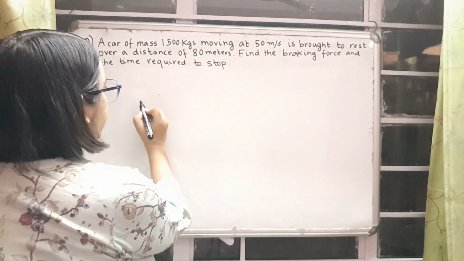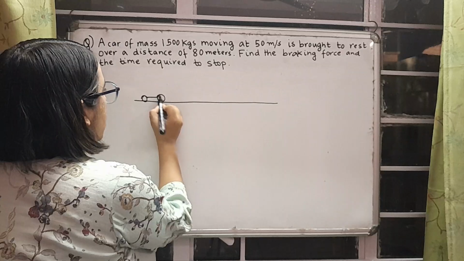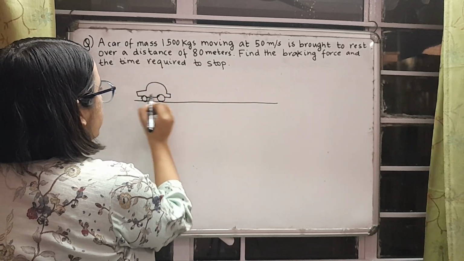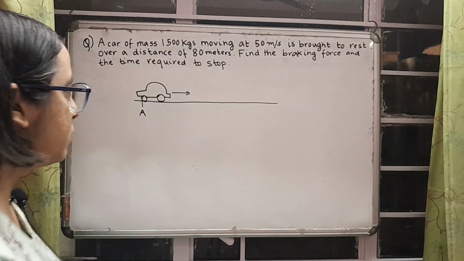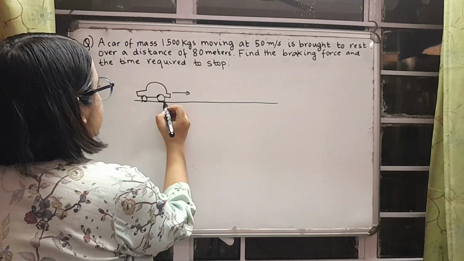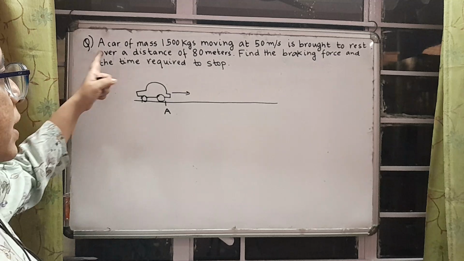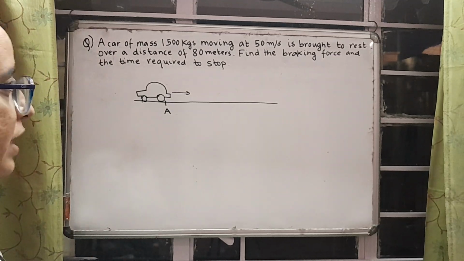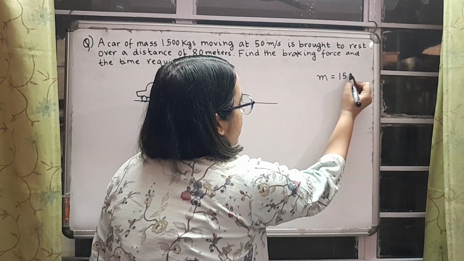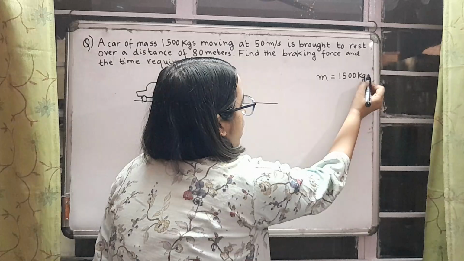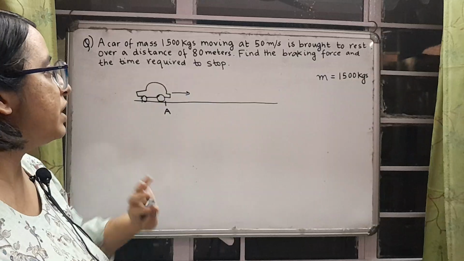Okay, so what do we have here? Initially, we have a road and a car is moving on that road in a certain direction. Let's take this to be the point A where the car starts moving. And this car has a mass of 1500 kgs. So let's write down what is supplied to us. Mass is 1500 kgs.